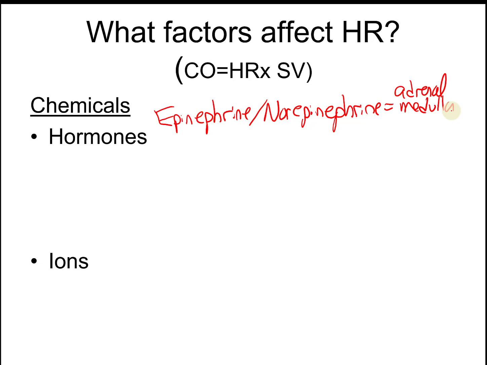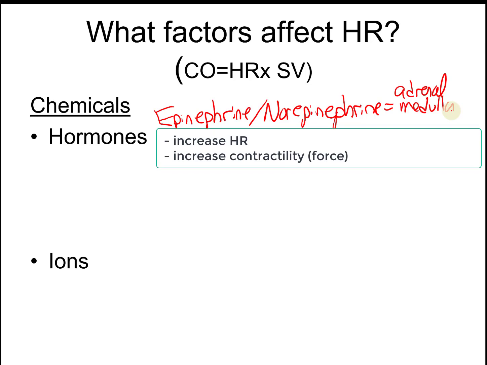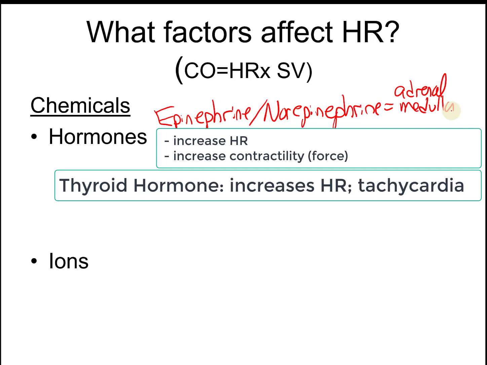Epinephrine and norepinephrine are going to increase your heart rate. They also increase the contractility, and if they increase the heart rate, they're going to increase the cardiac output. They do this by opening calcium channels in cardiac muscle via a second messenger system. Another hormone involved in this is thyroid hormone. Thyroid hormone, remember, is a general metabolic hormone released by the thyroid gland, and it is also going to increase your heart rate.